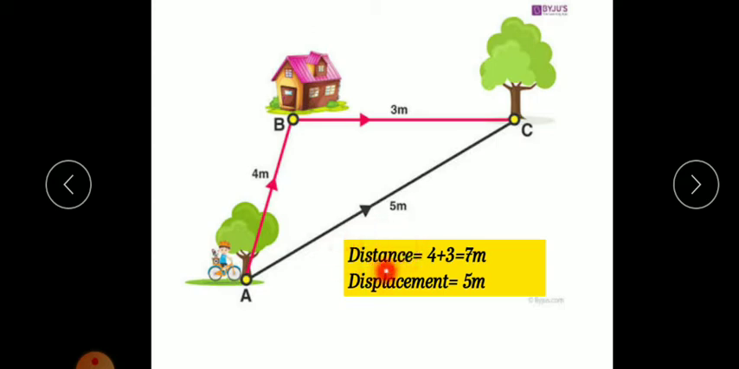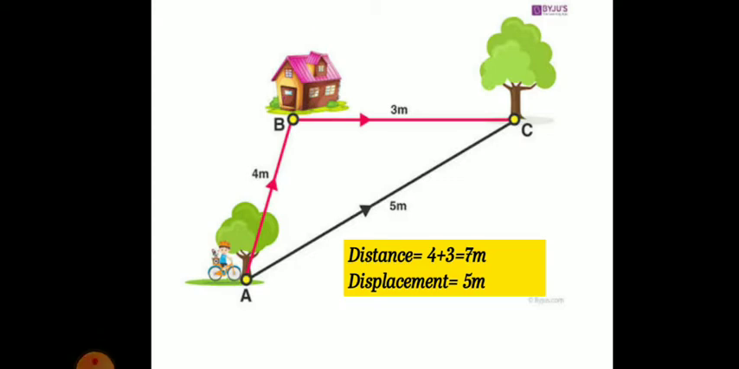And what about distance? Distance has only magnitude. It has no direction, because distance means the total length of the path traveled by the object. So it does not depend upon the direction; it only tells how much the body traveled. It does not tell the direction. So distance is a scalar quantity, and displacement is a vector quantity. Let us discuss scalar and vector quantities later.